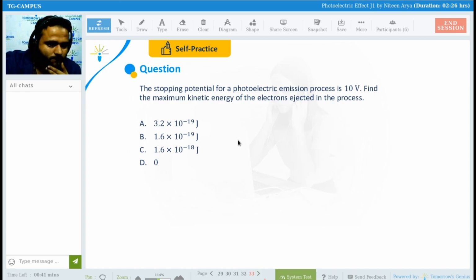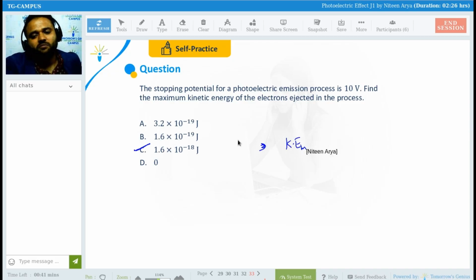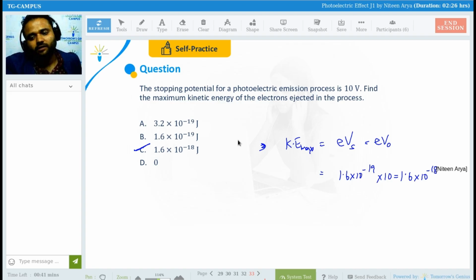What is the answer of this? That is very easy, beta. See, exactly. You don't need to do anything, just multiply with this e. KE max is eV naught. That is going to be 1.6 into 10 to the power minus 19 into 10, that is 1.6 into 10 to the power minus 18 joules. So each energy has the same unit, joule.